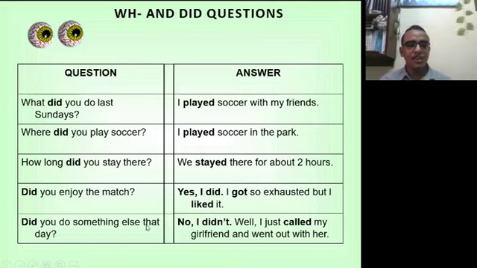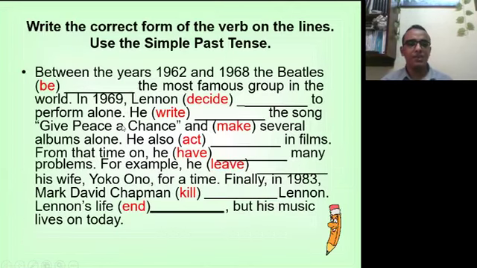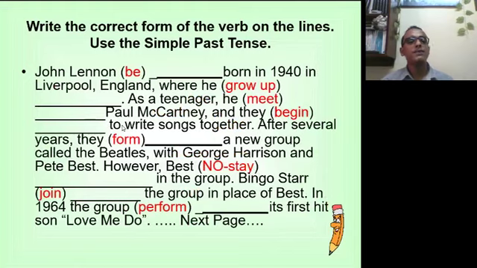Did you do something else that day? No, I didn't. It's okay. You don't have to say, well, I just called my girlfriend and went out with her. This is easy, okay? So I need you to study this. This is very important. Let's get back to the previous slide. Here we have be. Of course, we know be in the present simple. We took it.